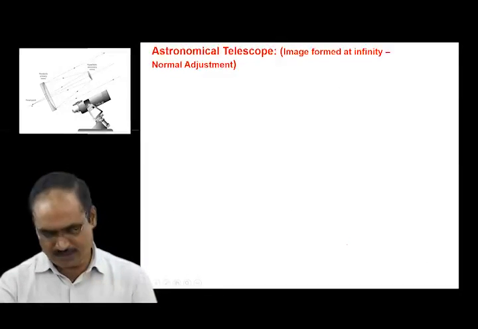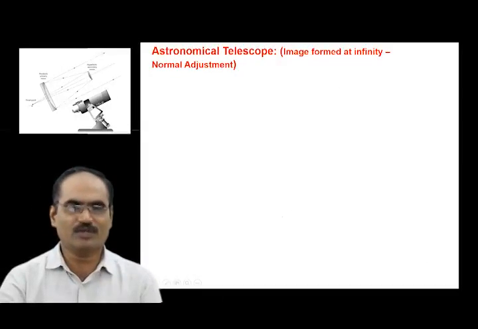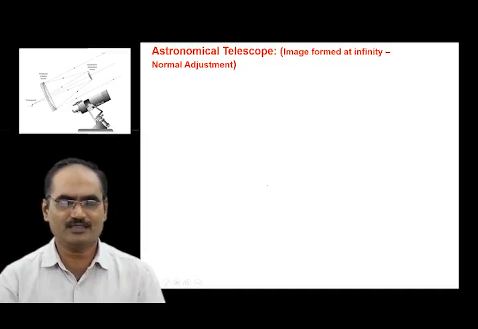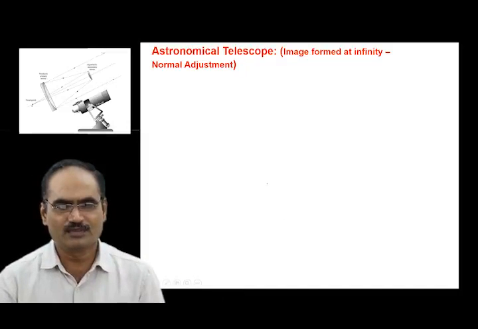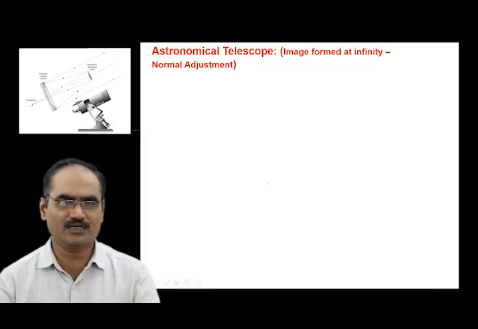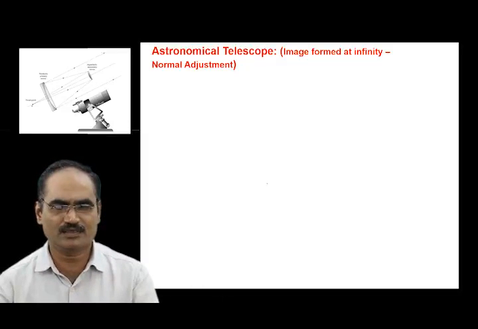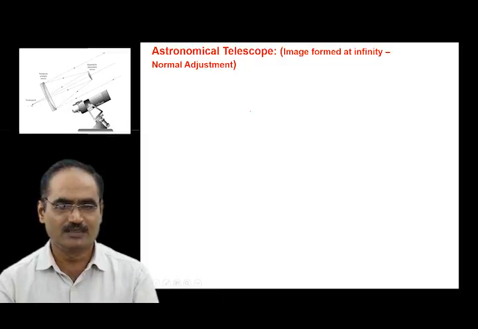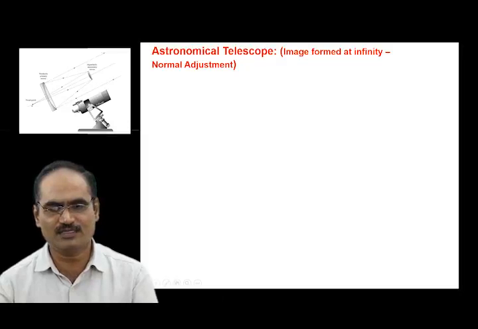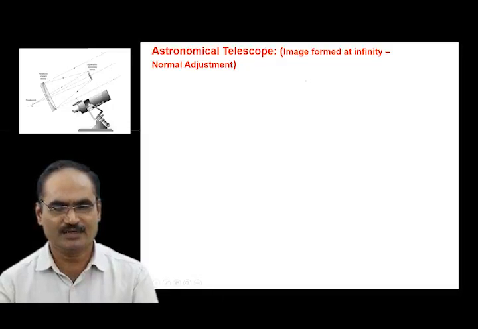After this, another important thing is the astronomical telescope. The difference between the astronomical telescope and a normal telescope is that in a normal telescope the image obtained is erect, in the same orientation, whereas in the astronomical telescope the image obtained is inverted. Let us see this: first we will see the image forming at infinity, and next the image forming at normal adjustment.